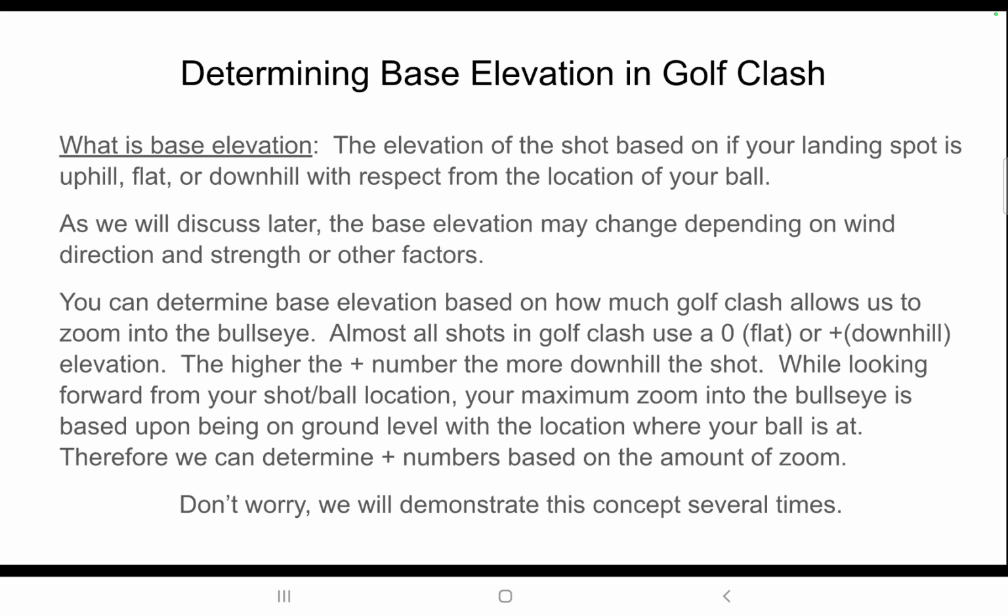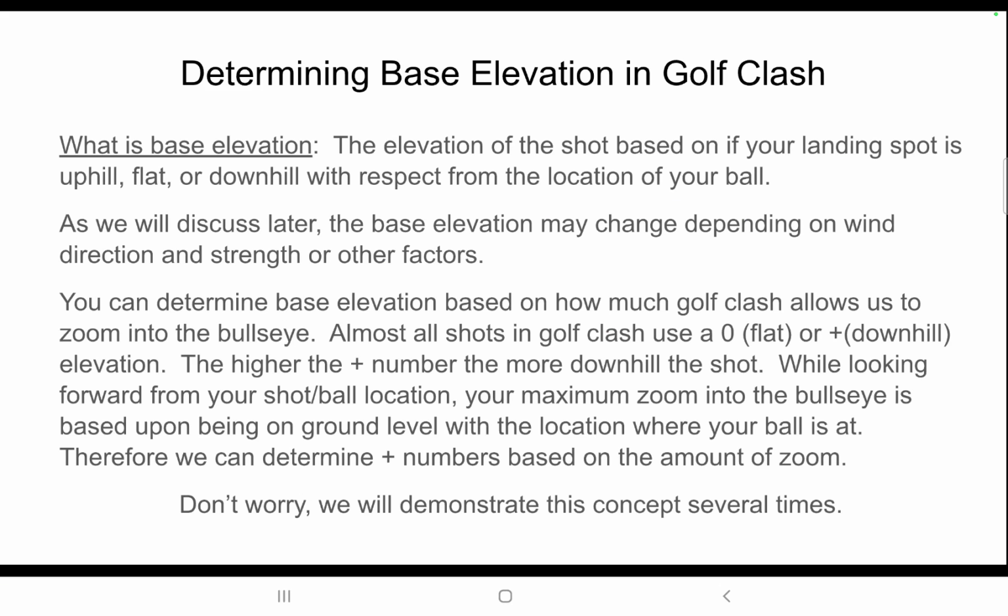And so the first concept we really need to understand is base elevation. Base elevation is the elevation of a shot based on whether your landing spot is uphill, flat, or downhill with respect to the location of your ball. And as we'll discuss later on, the base elevation may change depending on several factors, and the most common one of those is wind direction and strength. But don't worry, we're going to go over that in detail later on.